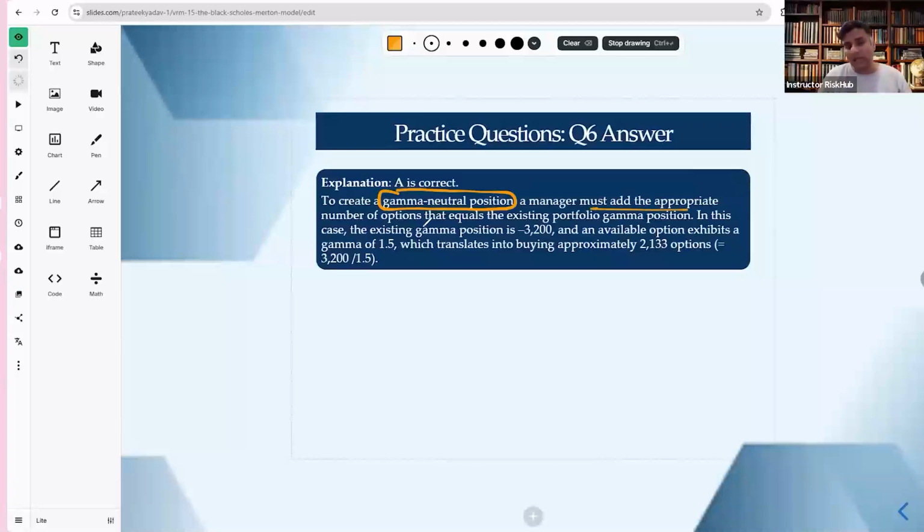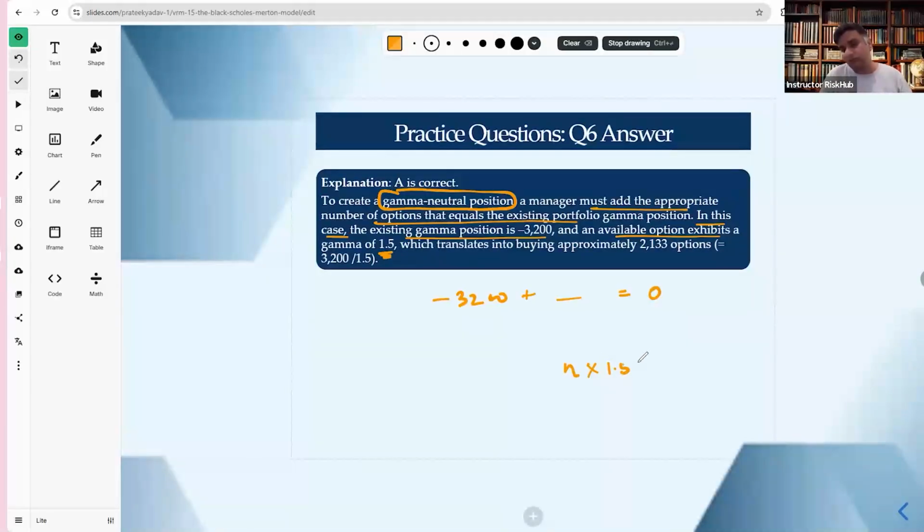A manager must add the appropriate number of options that offset the existing portfolio. In this case, the existing gamma position is minus 3200. An available option exhibits a gamma of 1.5. So what do you multiply? Basically, your objective is to make gamma neutral. Now your existing is minus 3200. Ultimately, you have to make it minus 3200 plus something equal to 0. You have to make gamma also neutral. Now, you understand n into 1.5. You need to find n.